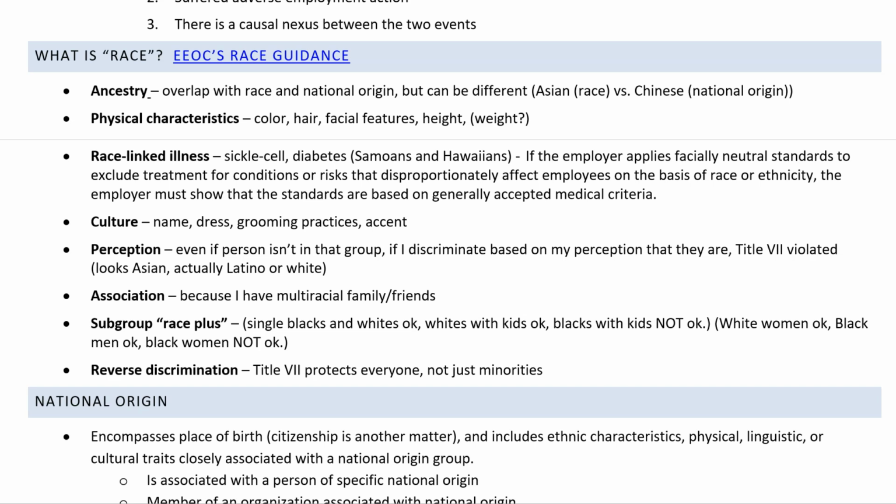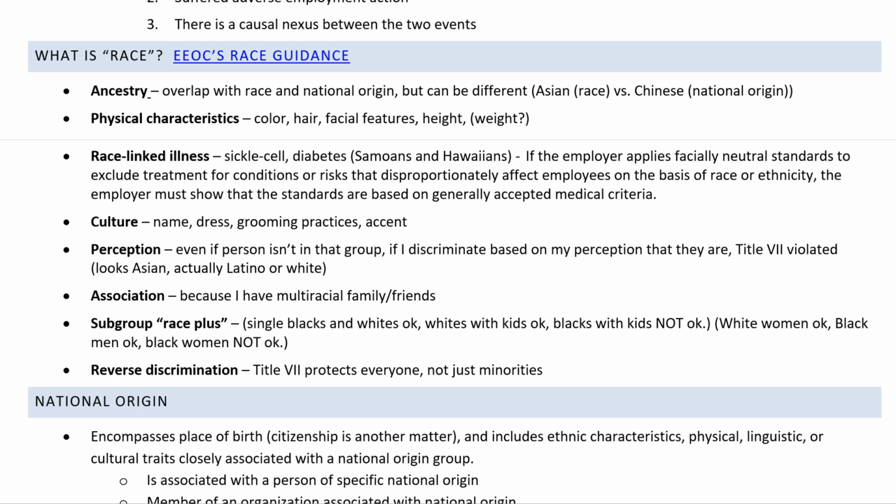So one of those things is their ancestry. There is an overlap with race and national origin, although they can be different as well. They can be similar. They can be the same. They can be different. So, for instance, we can classify a person as being Asian, which would be a racial classification. We can also call a person Chinese, which would be a national origin classification because it's specific to a nation, specific to a certain country.